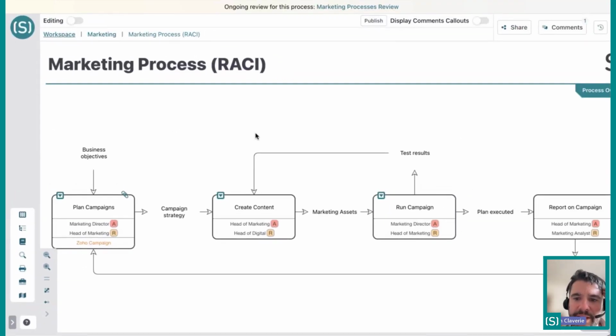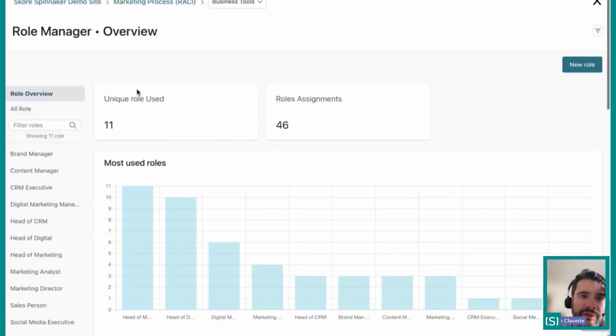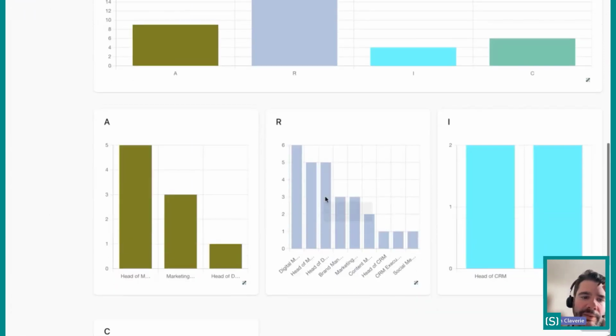What you can do next in Skore, in real time when you're capturing your processes, is have a look at the job descriptions. So first, the role overview. When I go to the role manager here, I can see I have allocated 9 A's, 27 R's, a couple of I's, a couple of C's. We can see the spread.